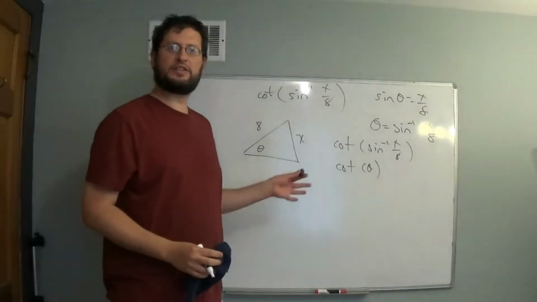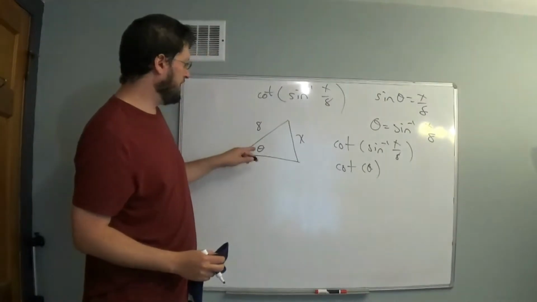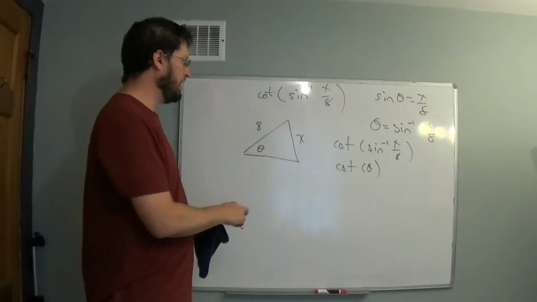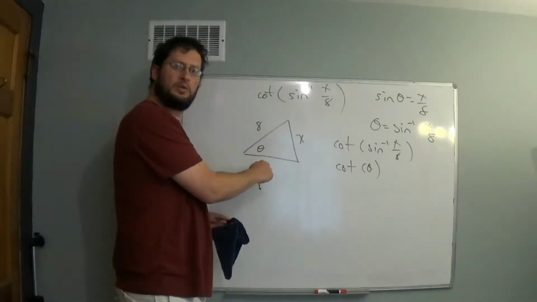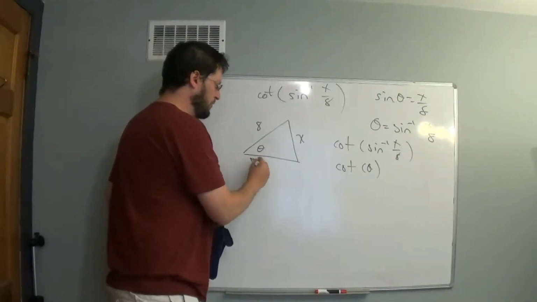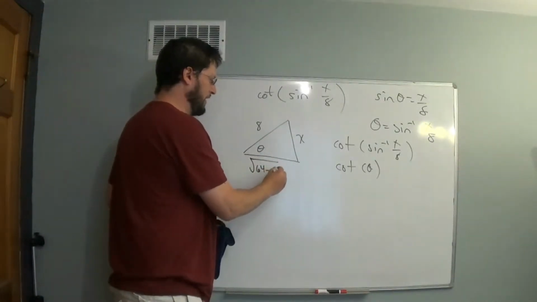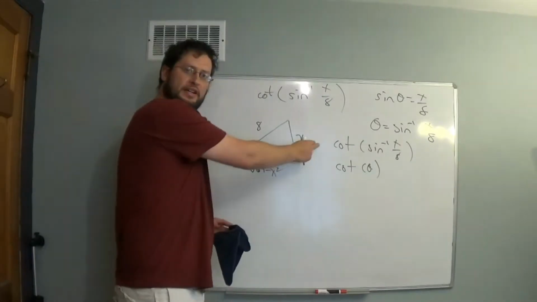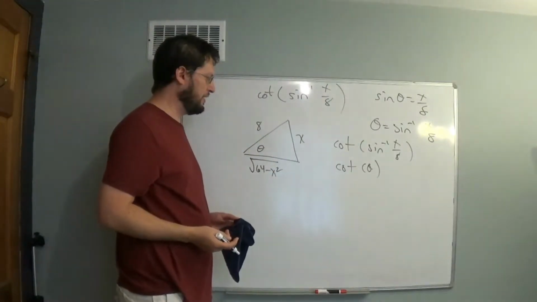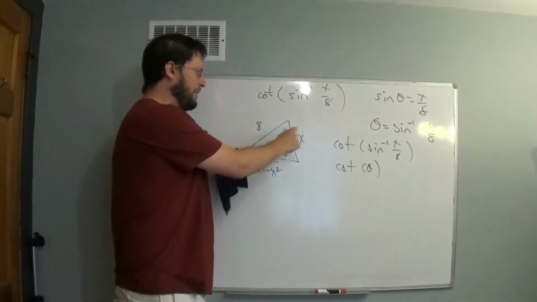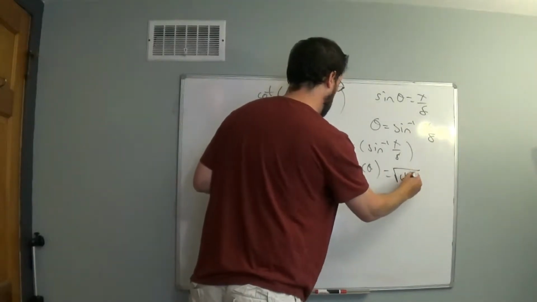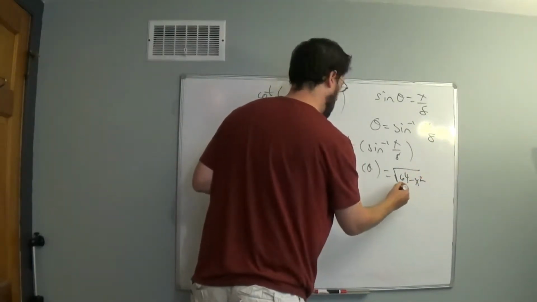Tangent is opposite over adjacent, so cotangent is adjacent over opposite. But since this is a right triangle, we can use the Pythagorean theorem to say that this has got to be the square root of 64 minus x squared. This squared plus x squared is 8 squared, so this is the remaining piece. So cotangent will be adjacent over opposite, which is root 64 minus x squared all over x.